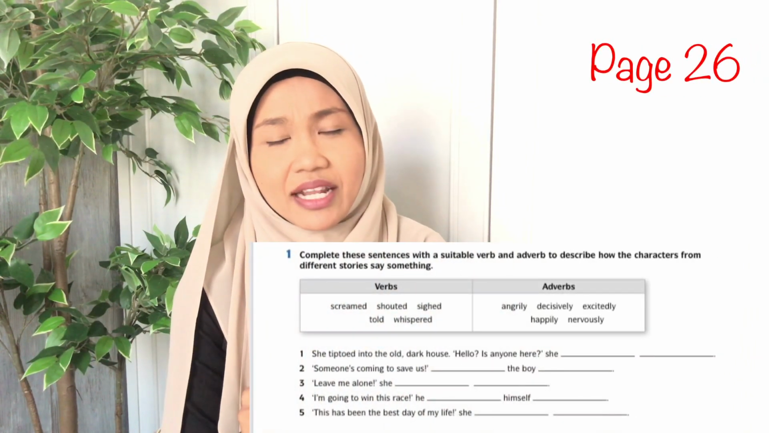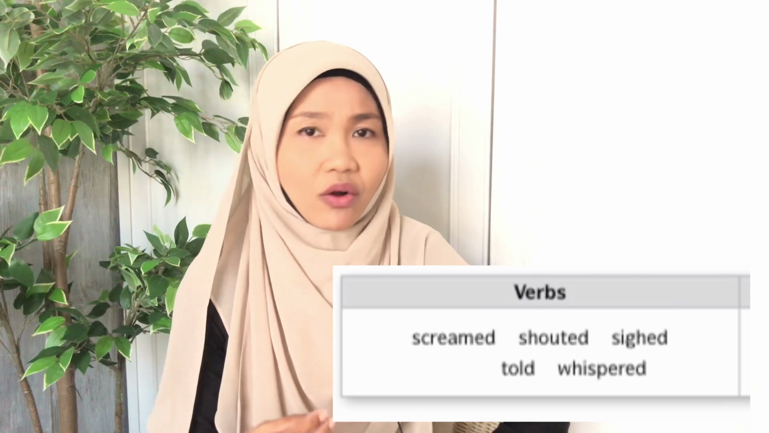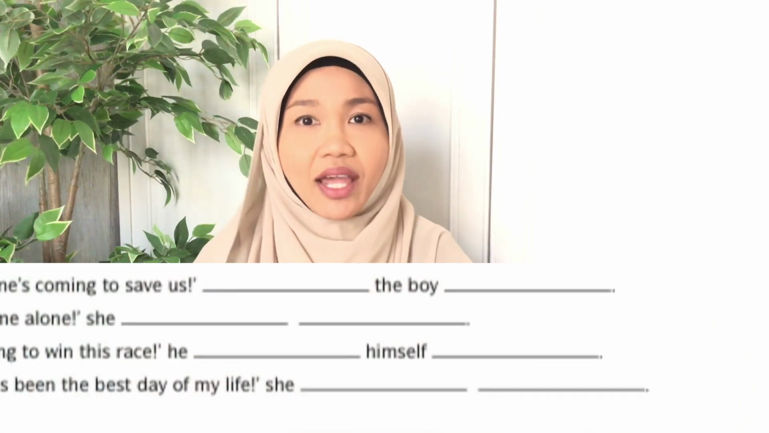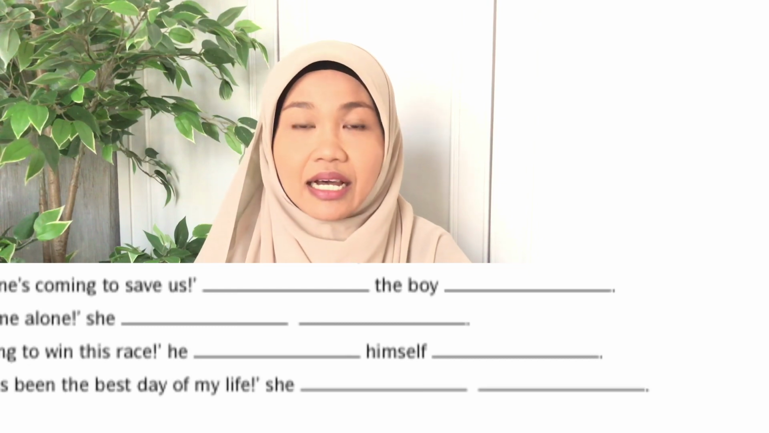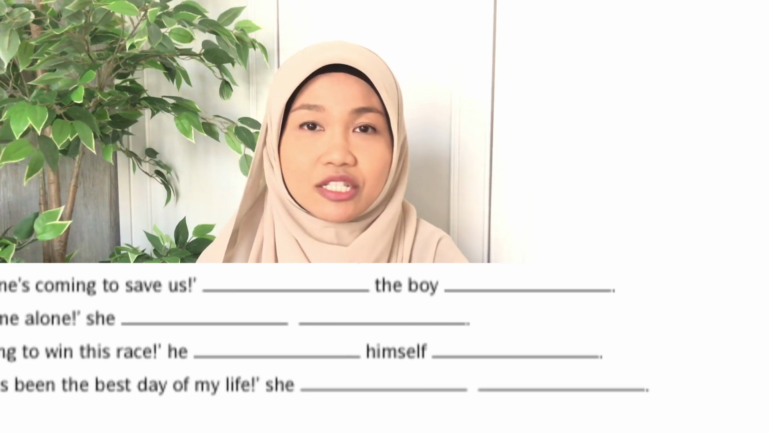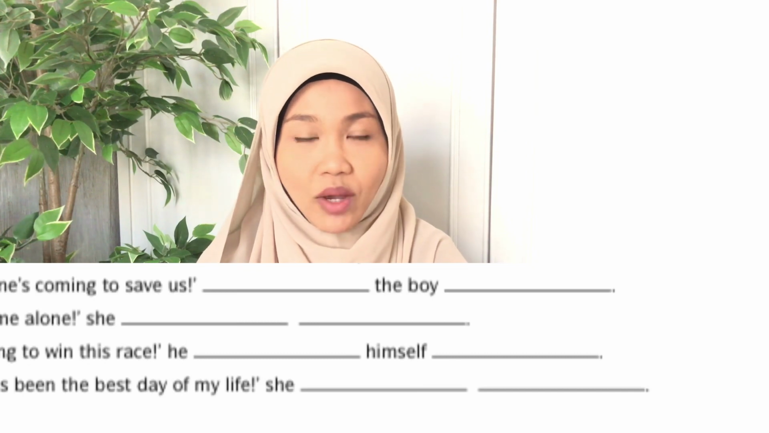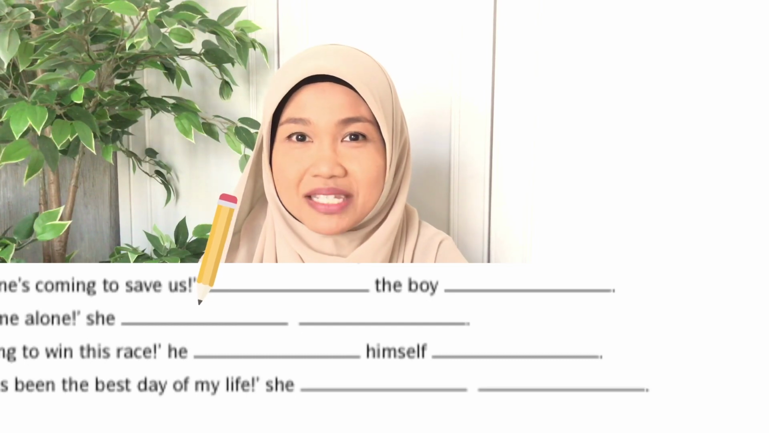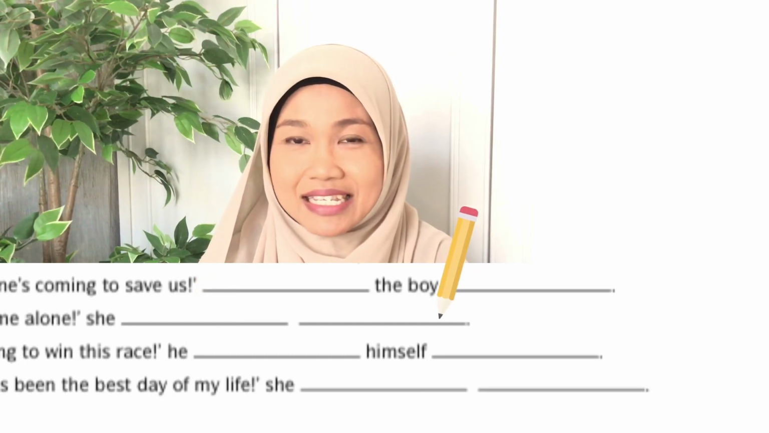So, please pause this video and do task 1. There are two boxes with verbs and also adverbs. Please look for the meaning of all the verbs and also the adverbs so that it will be easier for you to choose which to put in which sentence. Now, for every sentence in that task, there are two blanks, the first one and the second one. Let me give you some tips. The first one is normally a verb, and the second blank is normally an adverb.